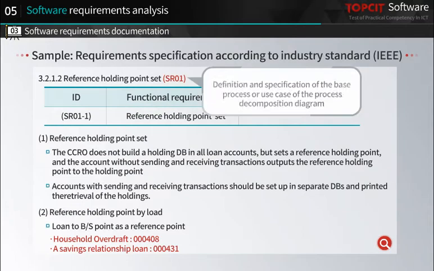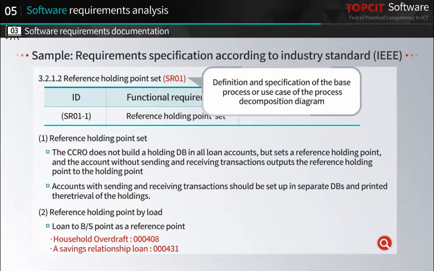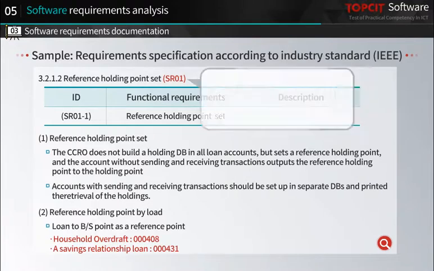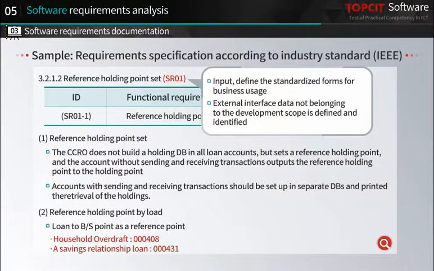The next screen is the definition and specification of the base process or use case of the process decomposition diagram we saw earlier. I/O data for each function identified with a function definition for each process are identified. And for input, it can be identified and defined in the standardized forms that your business uses. In this input-output specification process, external interface data not belonging to the development scope is also defined and identified.